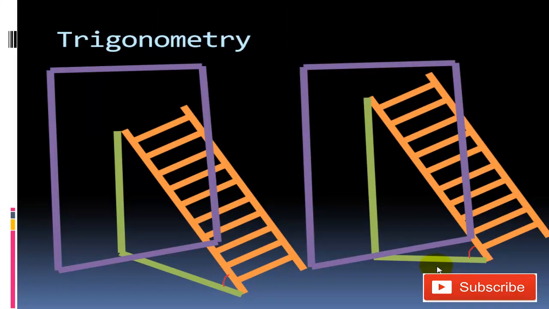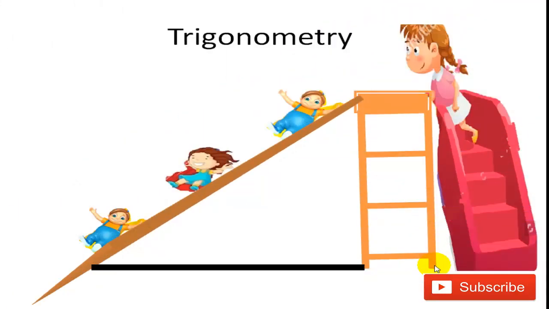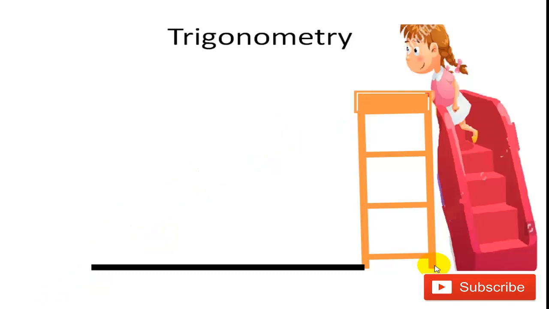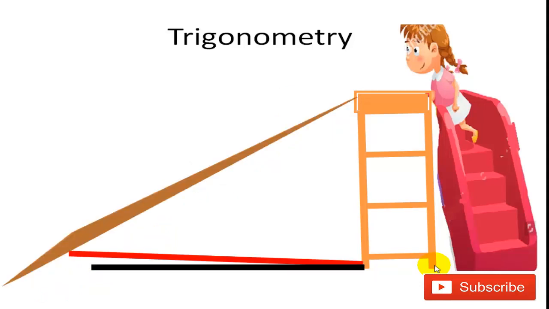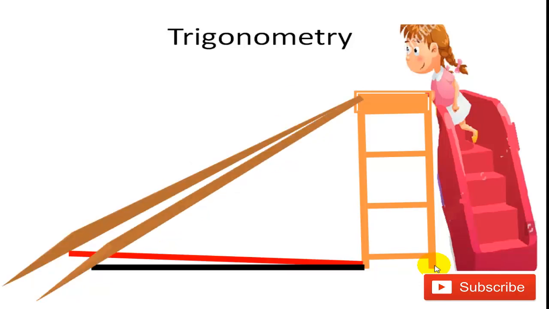And let me take another example. Take a slider on the playground. If we observe, the slider is at a defined angle from the ground. What will happen if we change this angle? If we change this angle, all the measurements change and the children are not able to play on the slider.